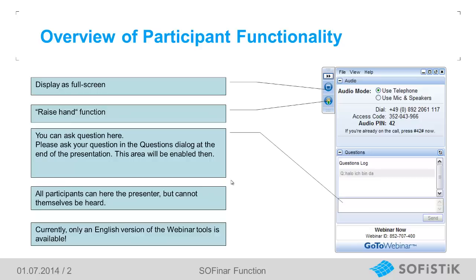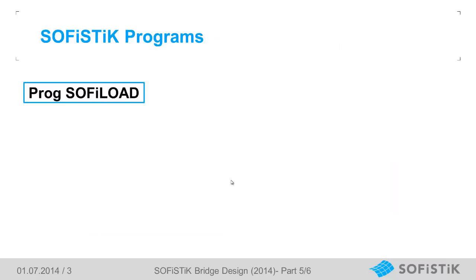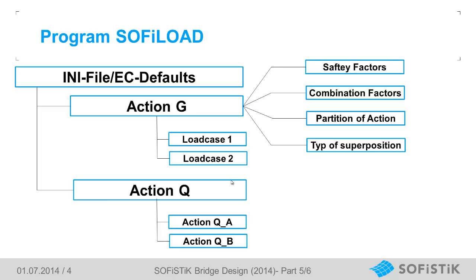Okay, and now I would like to give you an overview of the very important programs for today's SOFinar. We will need the program SOFiload. In SOFiload you can define actions, and actions are like containers. These actions have the information of the safety factors and the combination factors according to the design code which we have chosen, in this case the Eurocode, and the load cases like load case 1 and 2 are connected with the action.